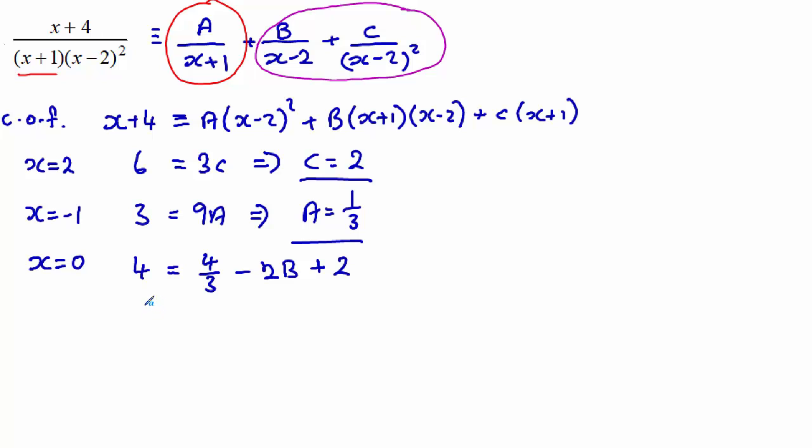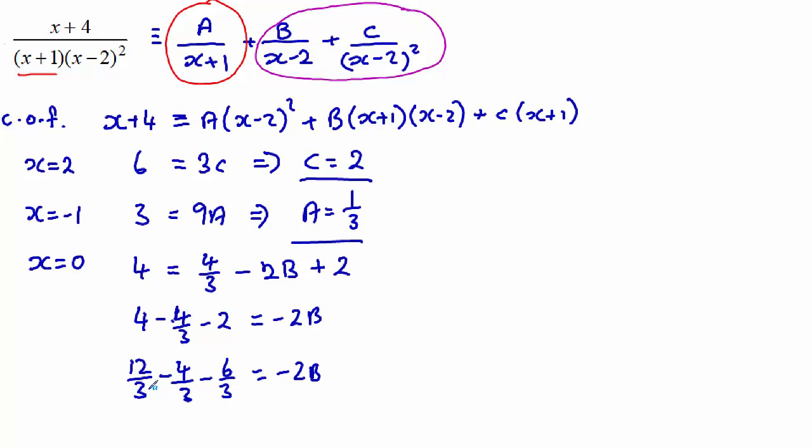So 4 minus 4/3 minus 2 would be -2B. So 4 is 12/3. Take away 4/3. Take away 6/3 is -2B. So that is going to be 2/3 equals -2B, which gives us B is -1/3.